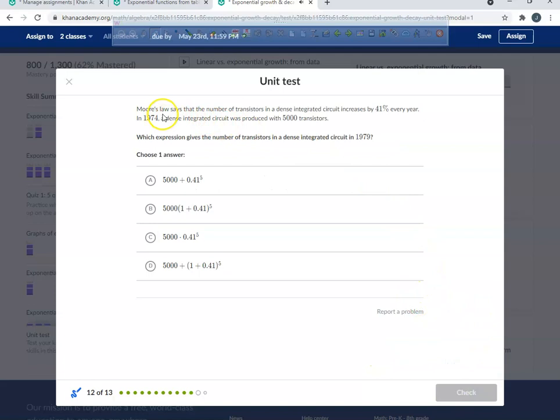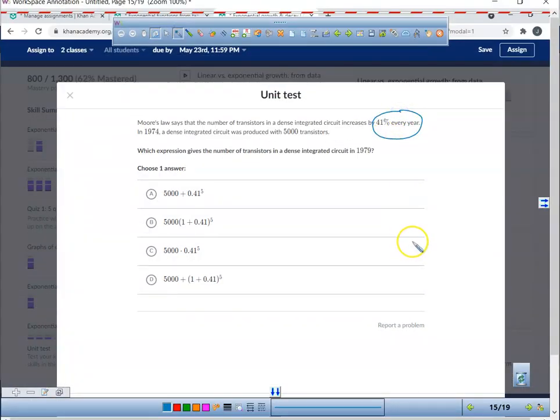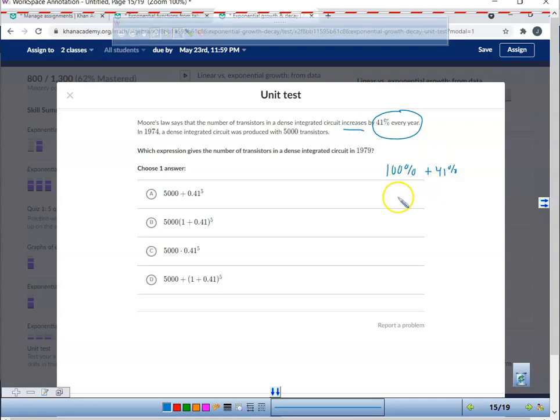Okay, Moore's law says that the number of transistors in a dense integrated circuit increases by 41%. Sweet, 41%. So if you're at 100%, what are we going to add to it? We're going to add, because it says increases 41%. So we add those together and we get 141%. Divide that by 100% and it gets you your decimal, which is 1.41.